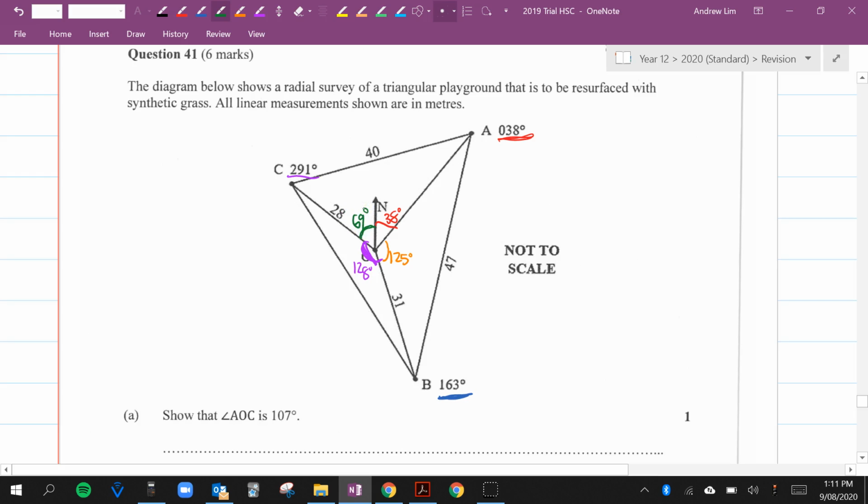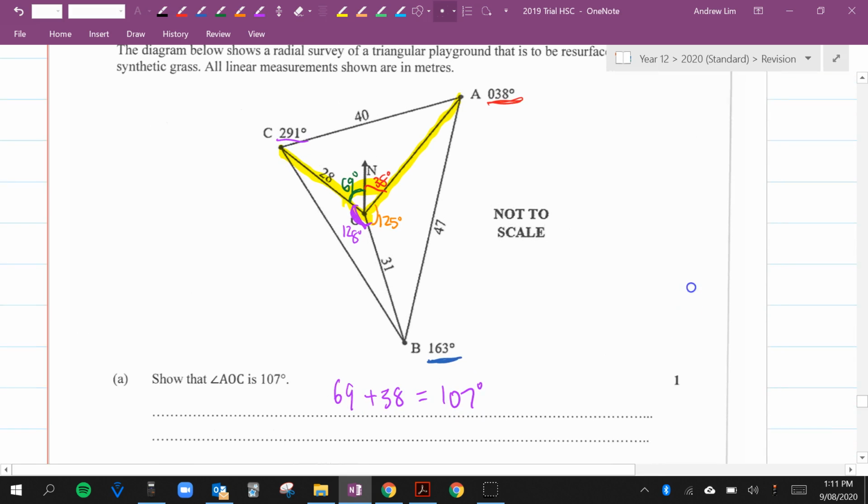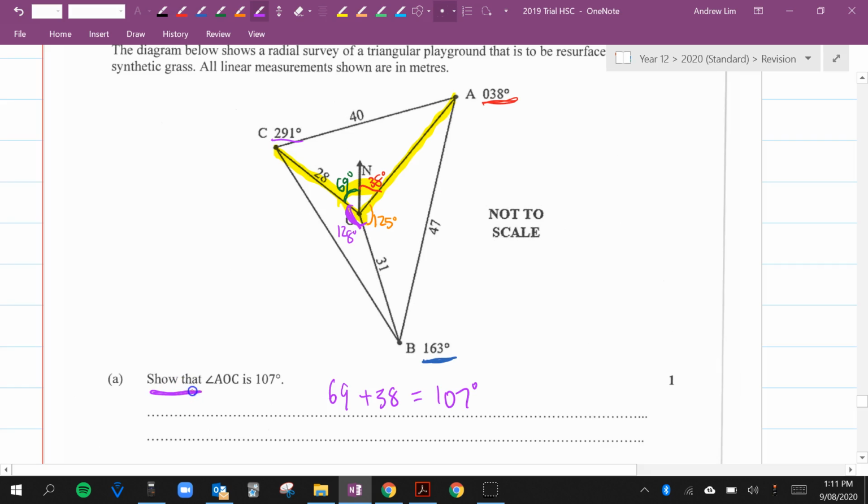So if the question says, show that angle AOC is 107, all we need to do is say 69 plus 38, that is 107 degrees. And that's it. Because this is a show-that question, we need to show our working out, and that's the working that we need to show. 69 plus 38 is 107.